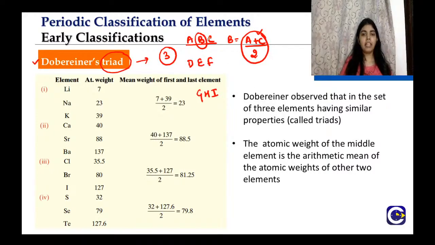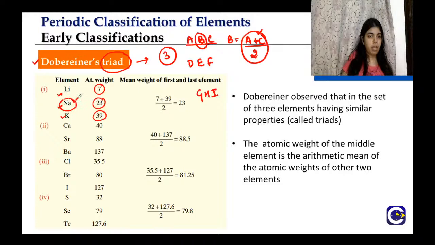I'll repeat again, the atomic weight of the middle element is the arithmetic mean of the atomic weights of the first and the third element, right? So what were the elements which were following the triads? Basically, lithium, sodium, potassium. Lithium has an atomic weight of 7, sodium 23, potassium 39. If you take the mean, 39 plus 7 divided by 2, it gives 23, which is the atomic weight of sodium.